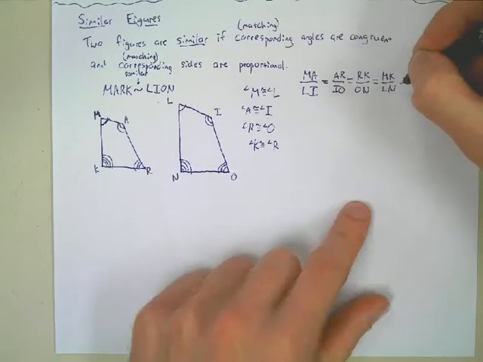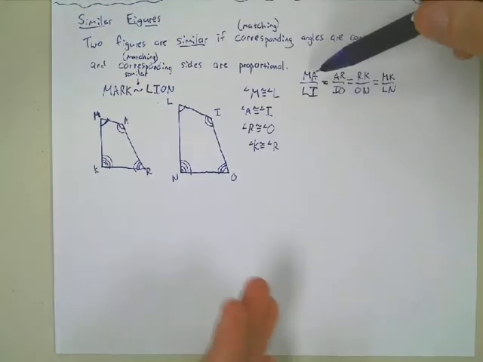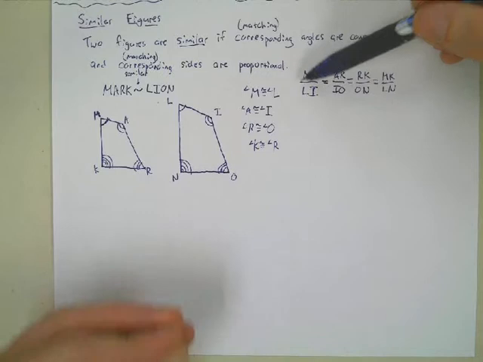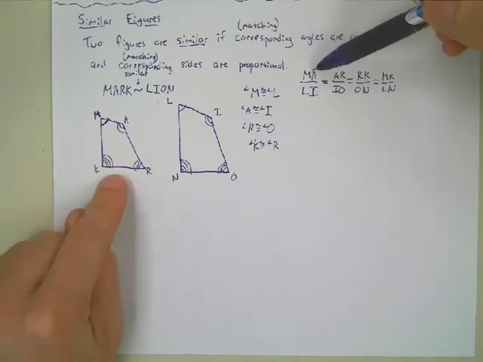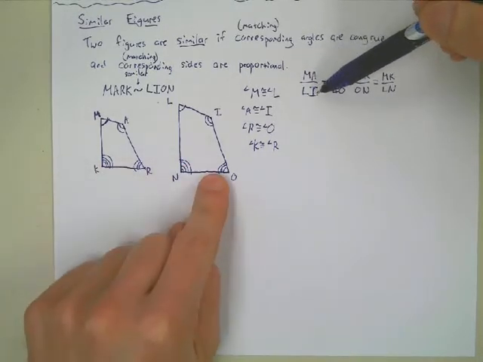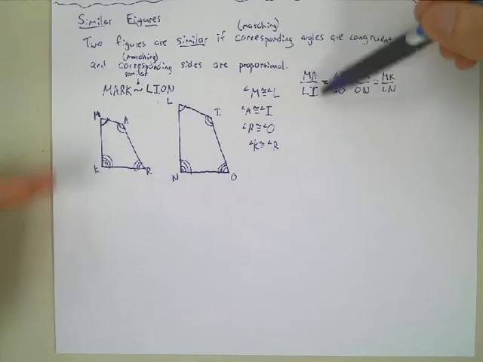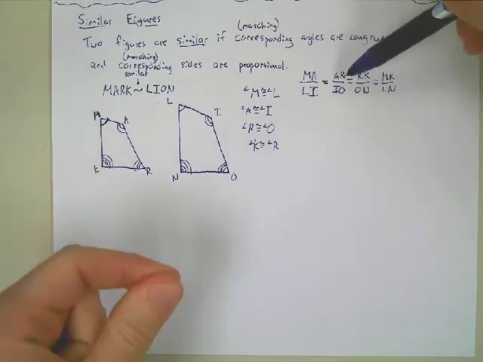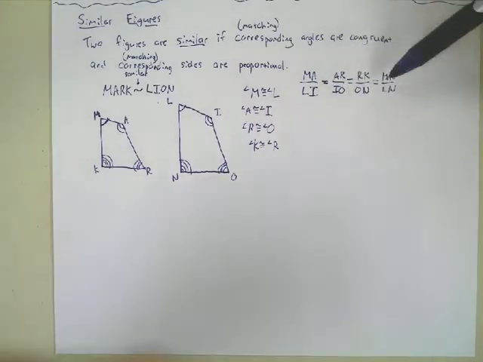Okay. Notice with this first ratio that I did, I started with the smaller shape and put it over top of the larger shape. And then since I did it that way for the first ratio, all the other ratios, I had to take the smaller side over the larger side, the smaller side over the larger side, smaller side over the larger side. Okay?